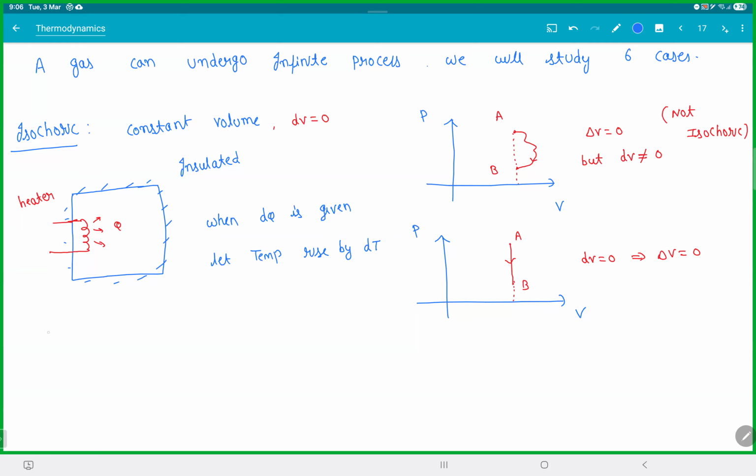Perfect. So first thing, what is work done? Integral PdV. But what is dV? 0. The work done is 0. What is delta U? We saw this from KTG, f by 2 nR dT. Perfect. What is dQ? dQ is nC dT. That comes from calorimetry. But here, since it is a special process, we will put a symbol C subscript V: nC_V dT. Getting it?